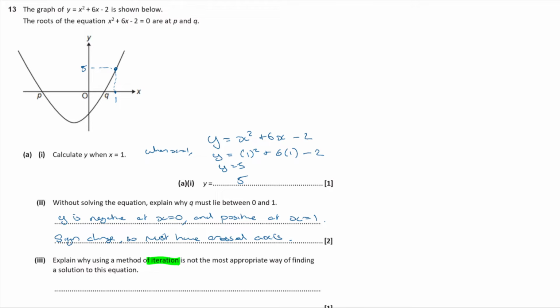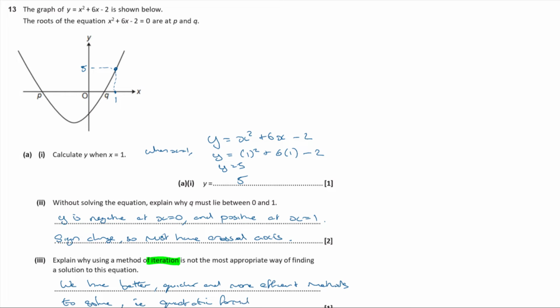So we're not going to use iteration because we have better, quicker, and more efficient methods to solve, i.e. quadratic formula.